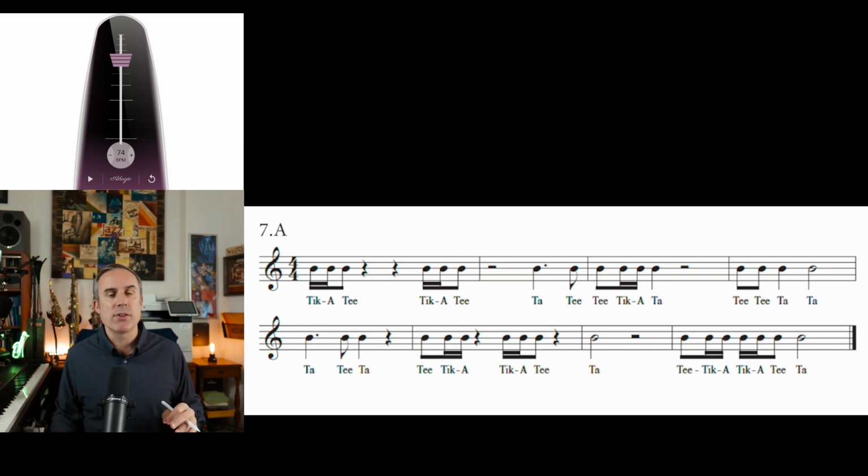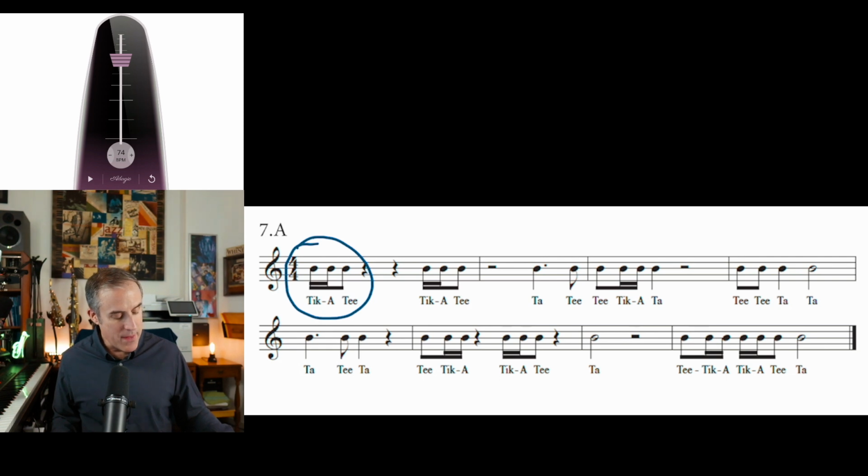You'll also notice in exercise 7A that I've included all the Tik-A Tee verbiage just for a little added assistance. So let's dive right in here. In measure 1, I can see I've got one of my patterns right away on beat 1, Tik-A Tee. All right, and then later in that measure, I've got another one, the same exact thing on beat 4, another Tik-A Tee. Measure 2 doesn't look like I have any of my patterns from this week. Measure 3, here I have it right here. The 8th note's first this time, T Tik-A. Measure 4, no new rhythm patterns.